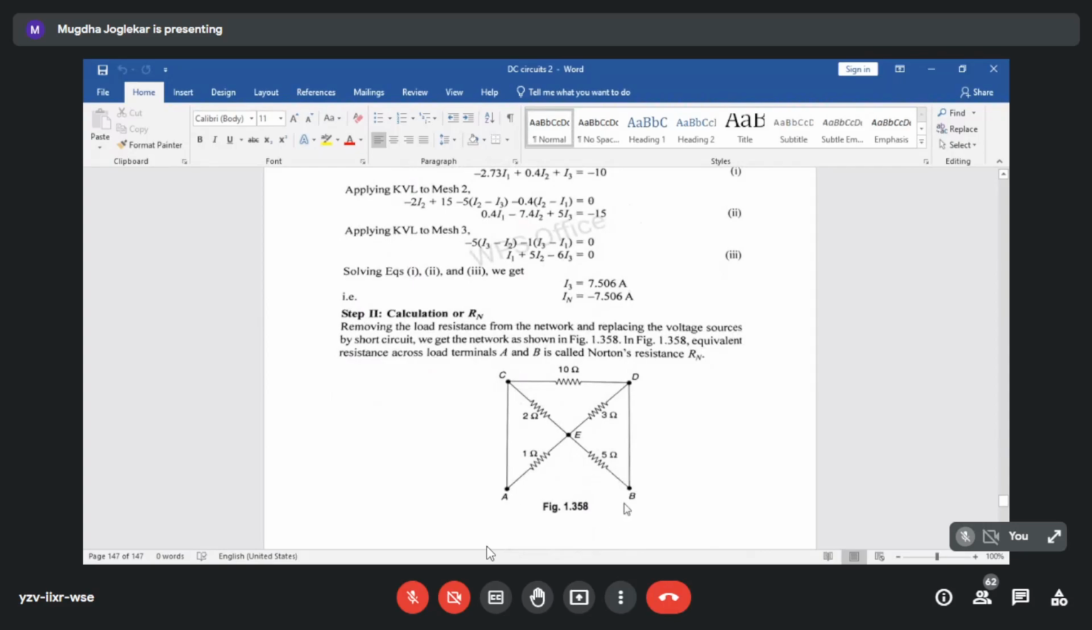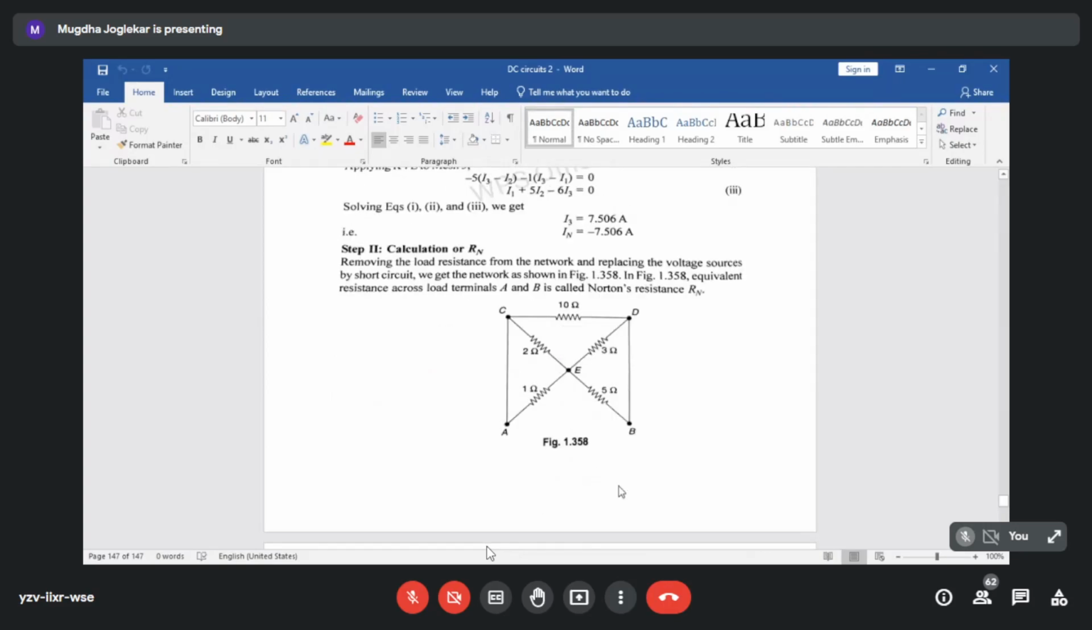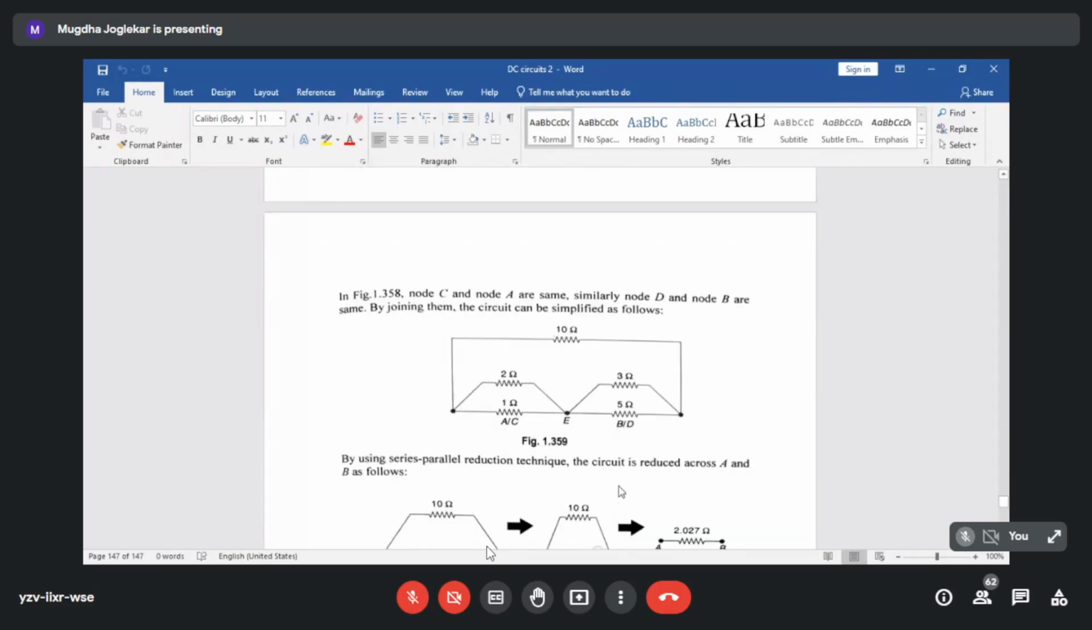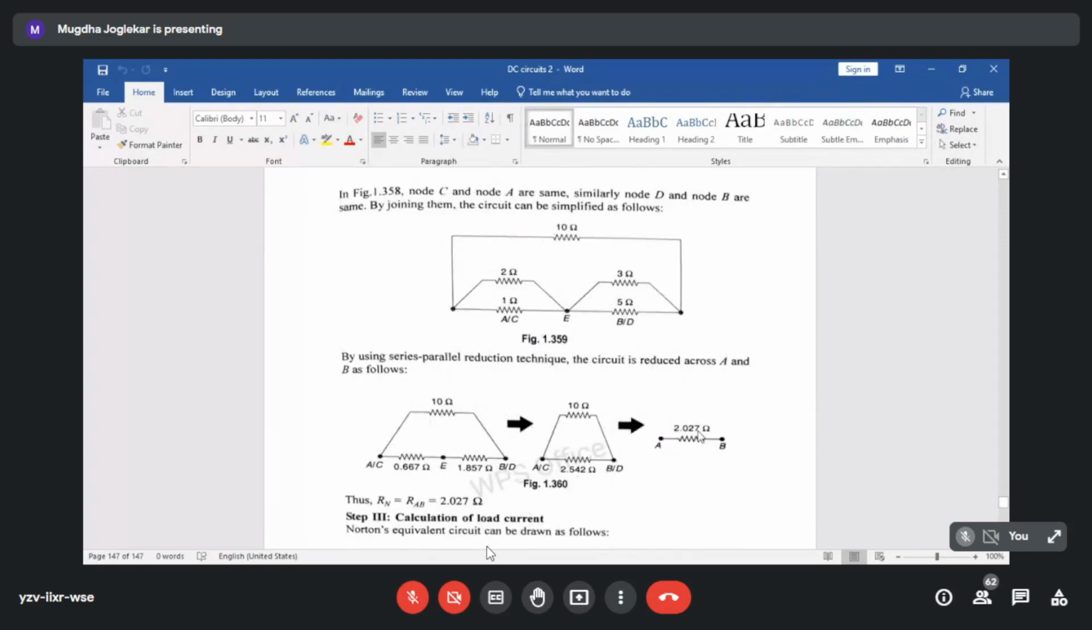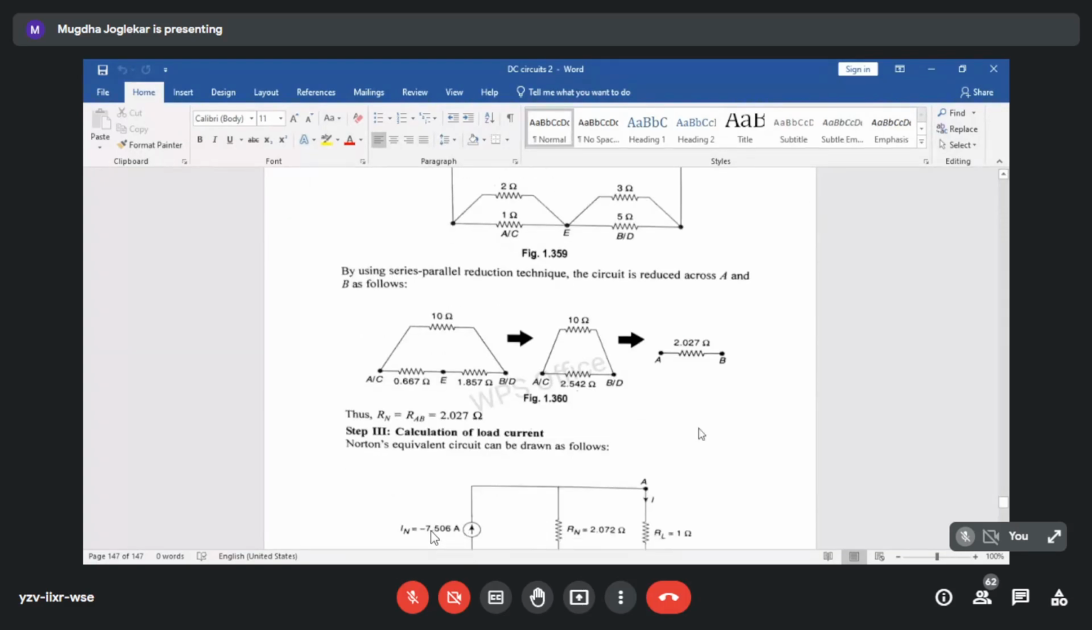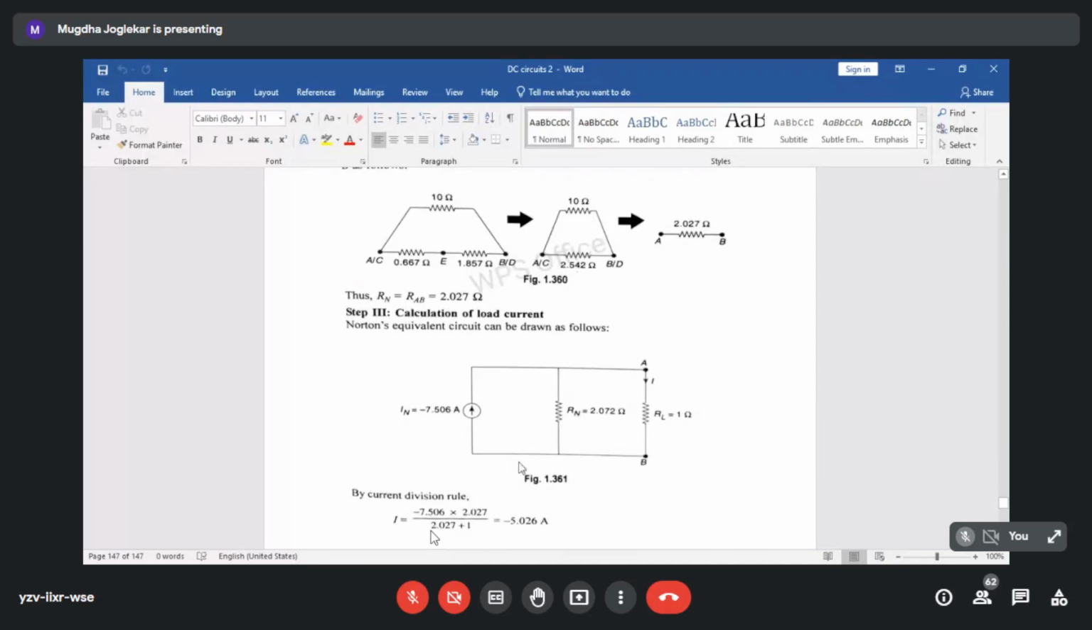And then across AB, you find out RTH. And RN, you can say it is like this, and you will get 2.027. And then load current calculation by drawing the Norton circuit. It is current IN in upward direction, RN here, RL here, and then by using current division rule, find out the current through RL.